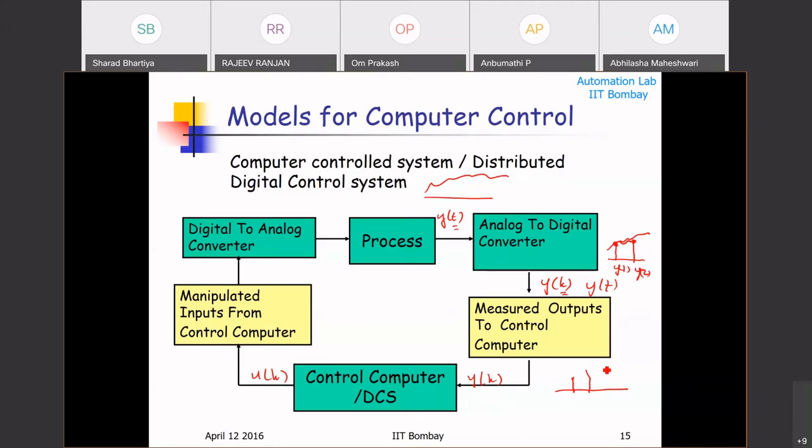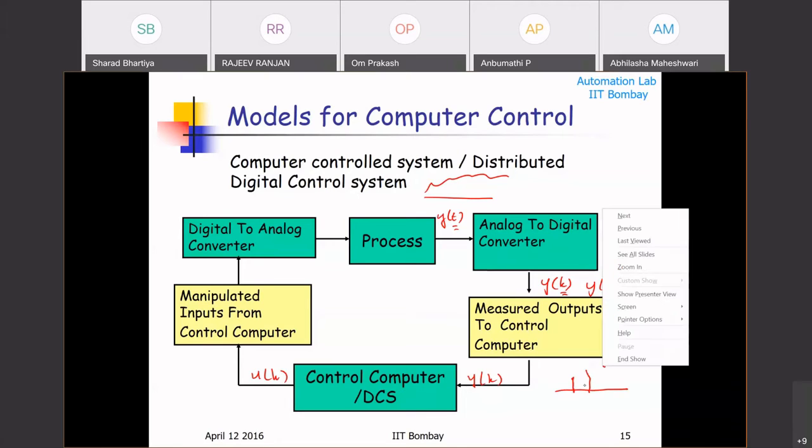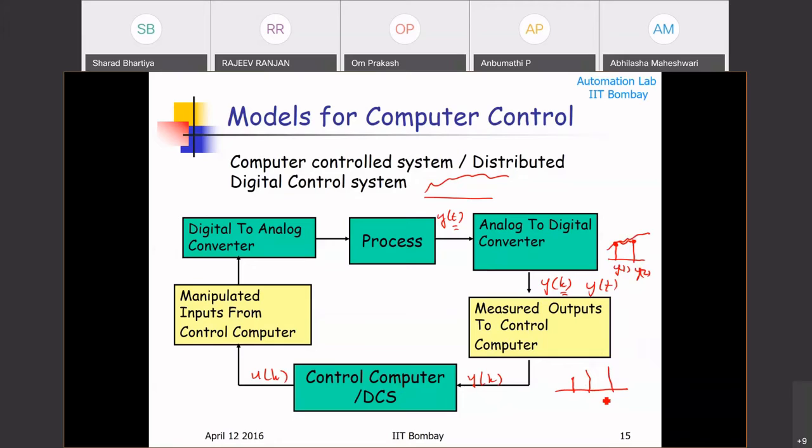Let me try to show. Here. So this is y of k. It's just a stem plot. We have no information about what happens intersample. What you get for u of k is again a stem plot. So you have this value, then you have this value.